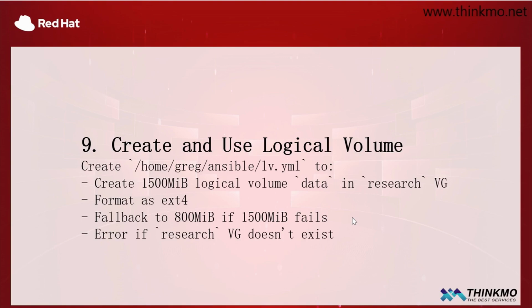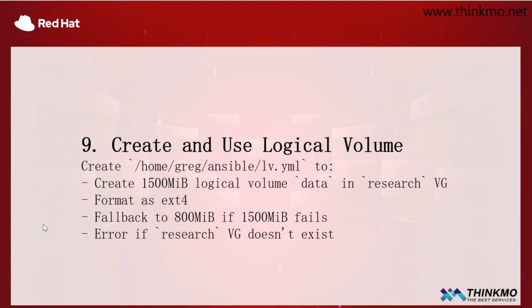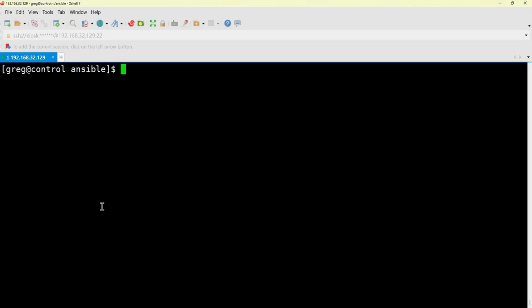So first, let's take a look at how we can use files to handle this. How do we use files to create and utilize our logical volume? First, let's take a look at the required file name, which is LVYML. That is, LVYML should still be in the directory. Here we create it directly in our file.